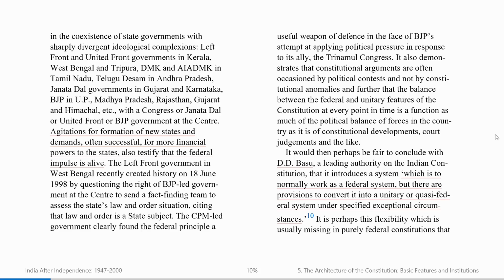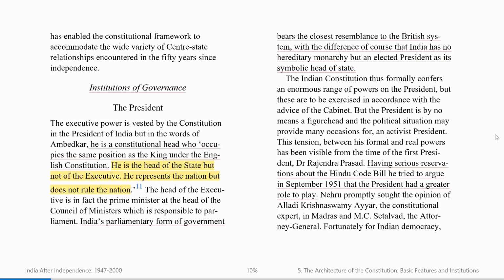Okay. Then let's talk about what D. D. Basu says about the Indian Constitution. He says it introduces a system which normally works as a federal system, but there are provisions to convert it into a quasi-unitary or a quasi-federal system under specific circumstances. And this flexibility is missing in purely federal constitutions. So obviously, the Indian Constitution is more advanced than that. So that was about the federal nature of India.